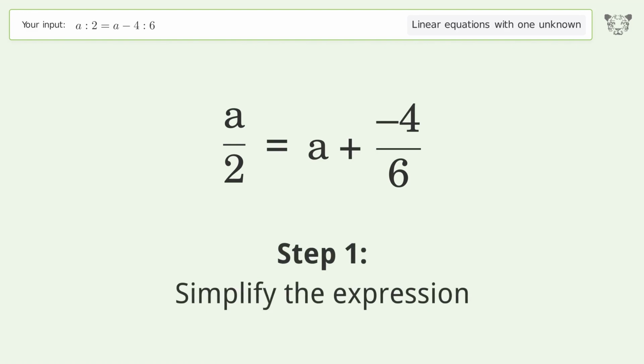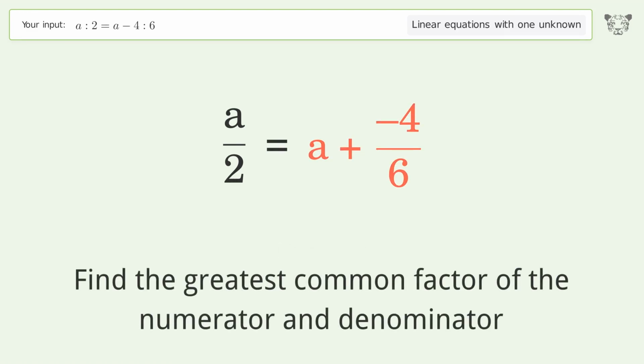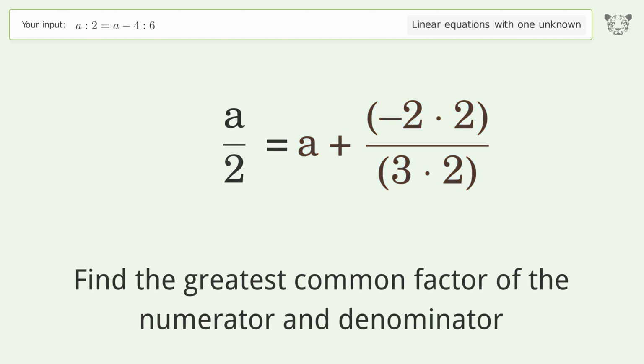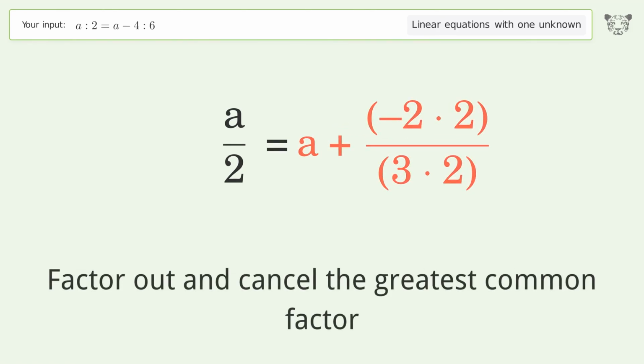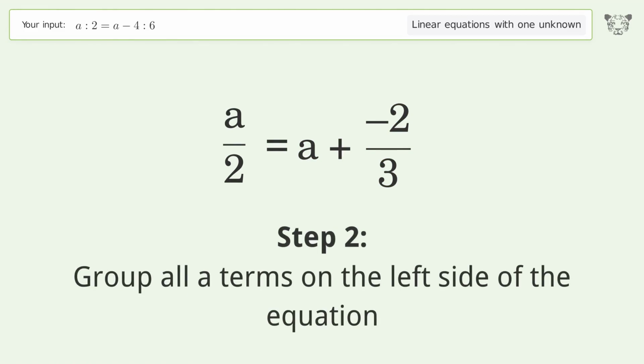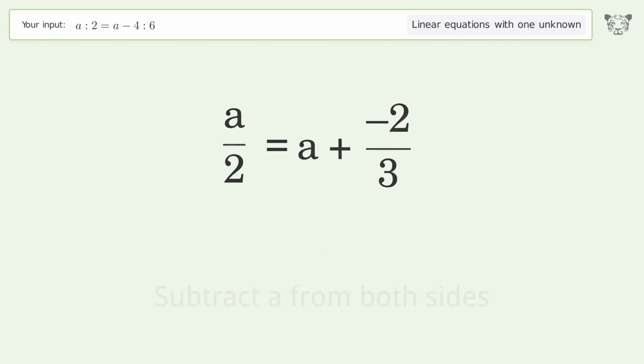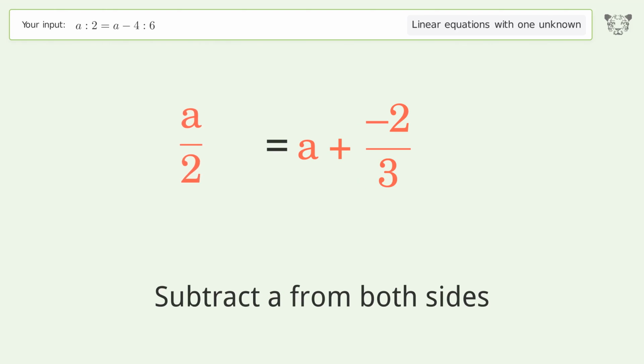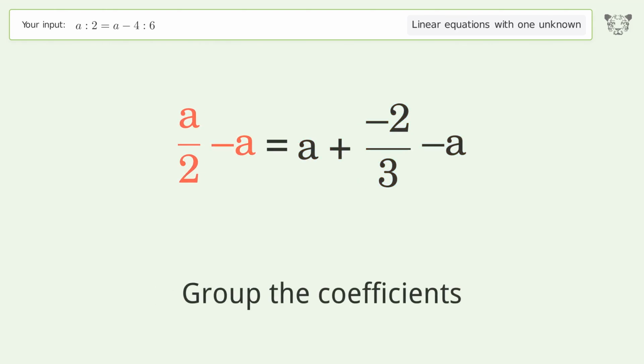Simplify the expression. Find the greatest common factor of the numerator and denominator. Factor out and cancel the greatest common factor. Group all a terms on the left side of the equation. Subtract a from both sides. Group the coefficients.